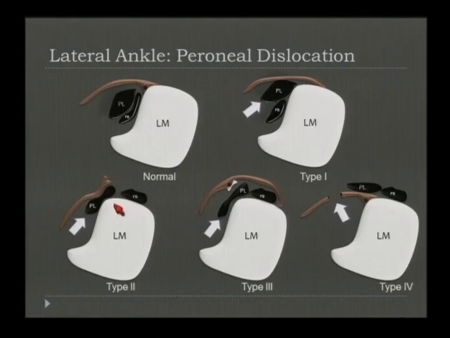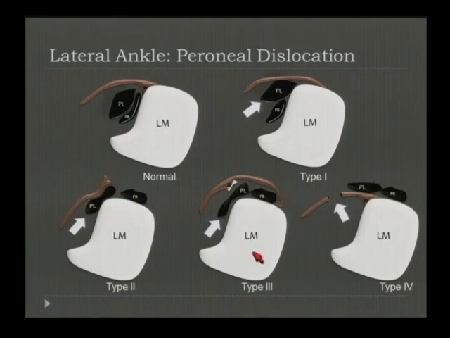Obviously, a type 2 is going to be more easily identified with all imaging modalities. It's a complete avulsion of that retinaculum with essentially dislocation of the tendons. Typically, the brevis will be the more anterior. It can be easy to get confused as to which tendon is which, but almost always the brevis will be the anterior tendon and the longus the posterior tendon.